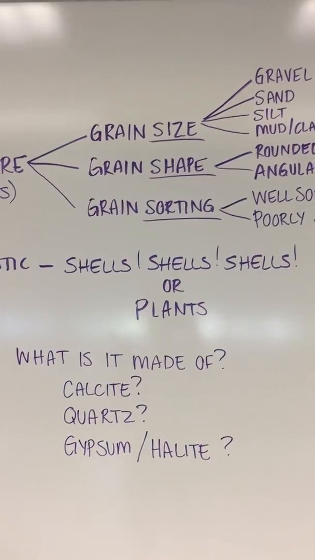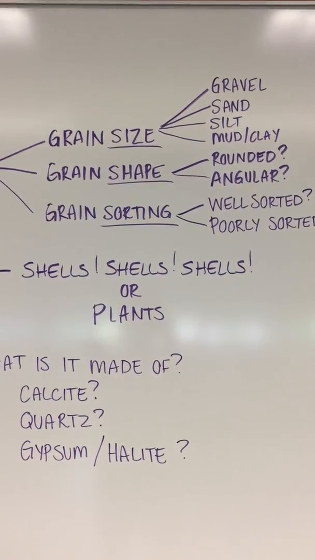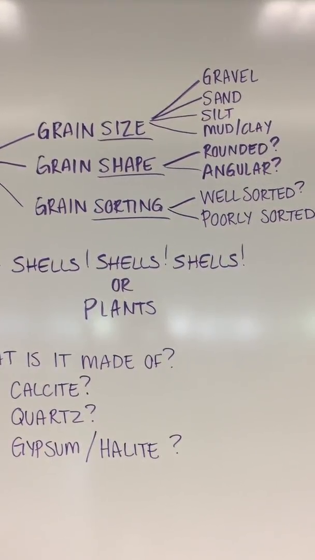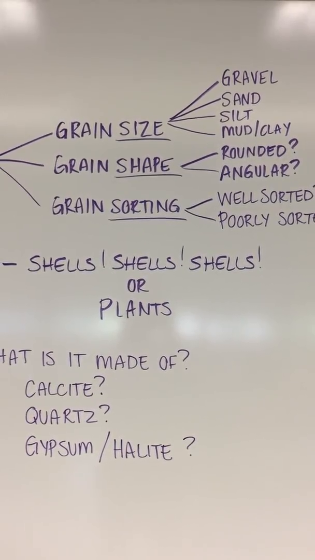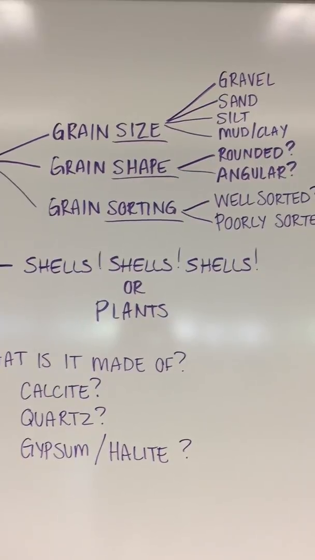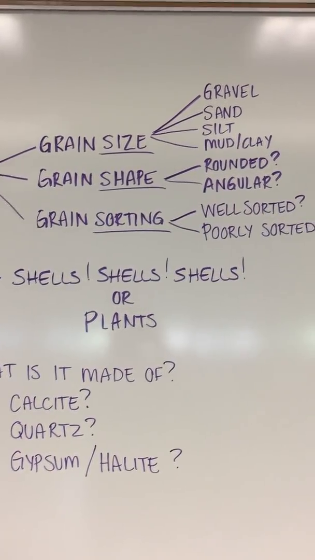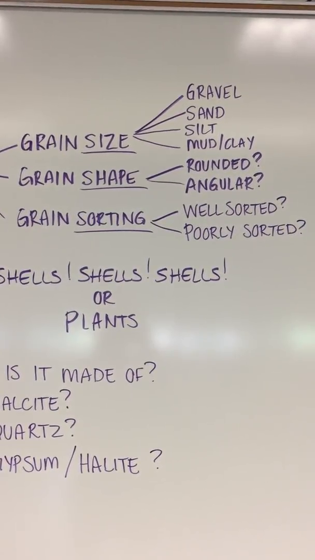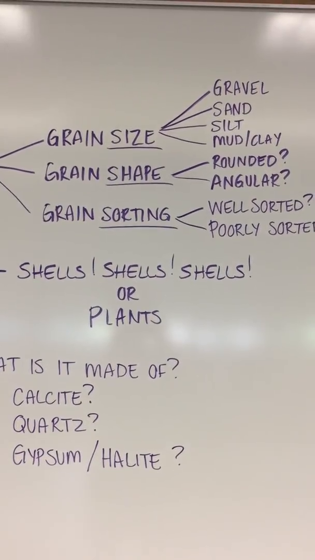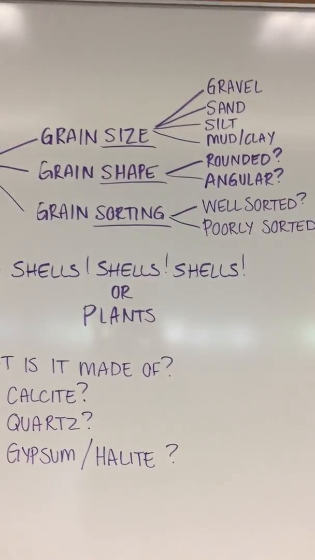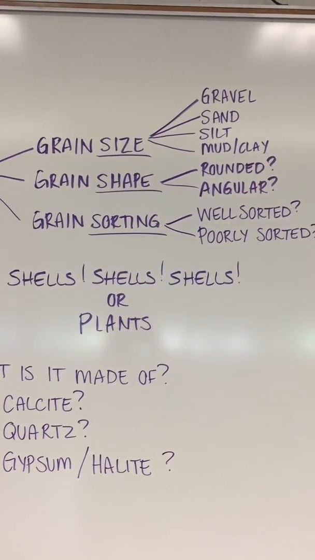So what are the size of the grains? Are they gravel size, sand size, silt size, mud clay size? We look at the shape of the grains. Are they rounded? Are they sub-rounded? Are they angular? Are they subangular? Mostly, are they just rounded or angular? And then we look at the sorting. Is the rock, or the grains within the rock, well sorted or poorly sorted?